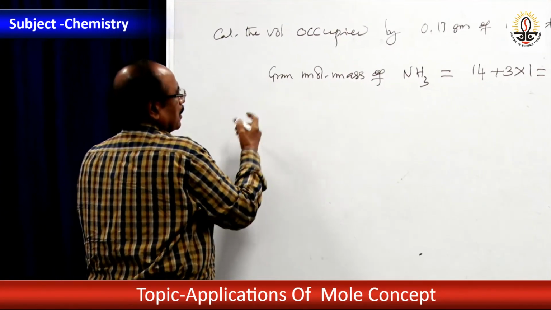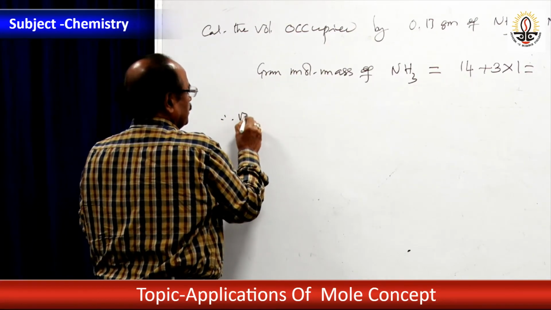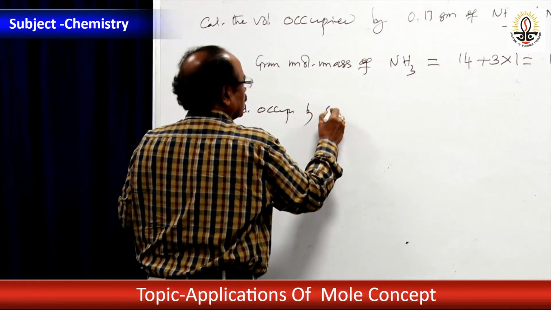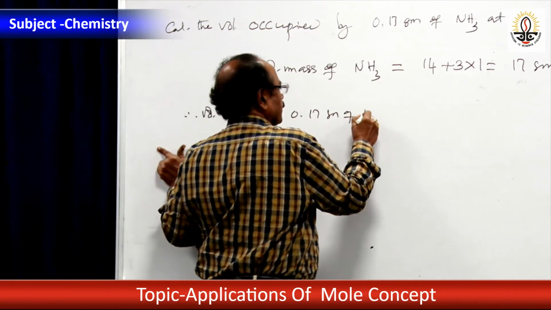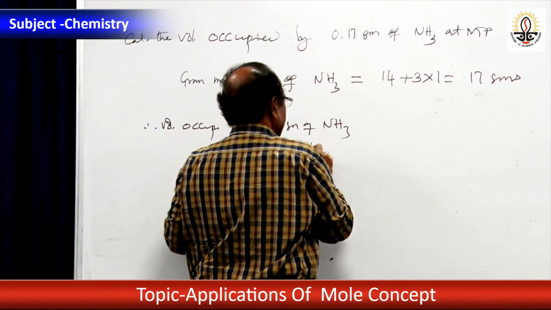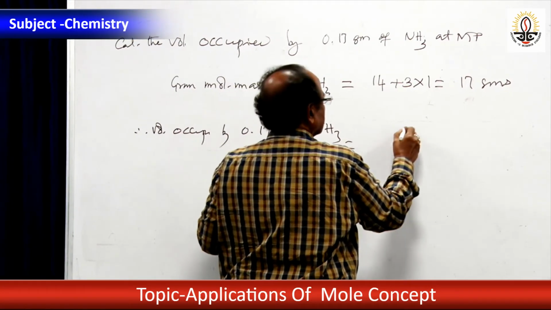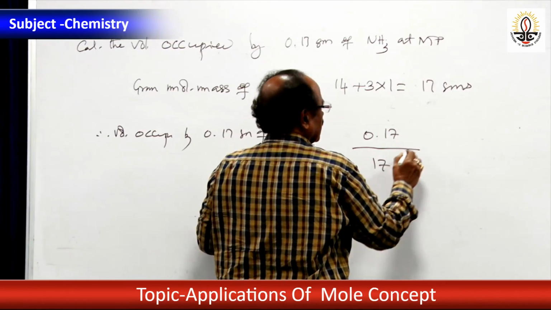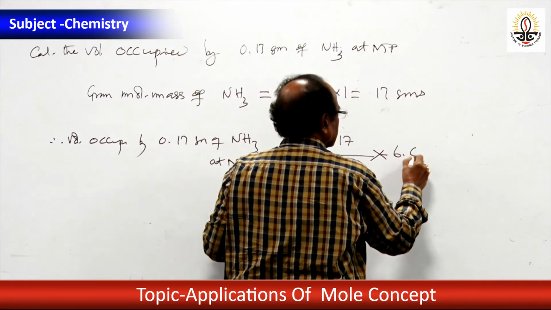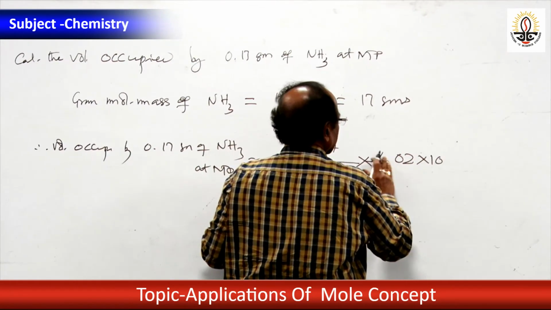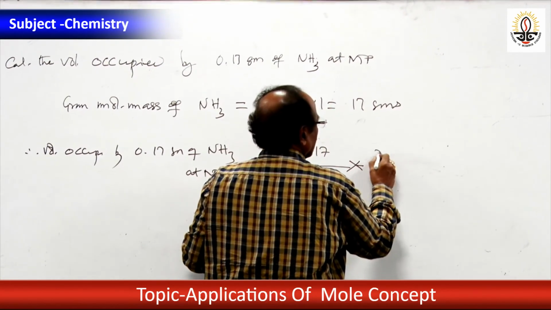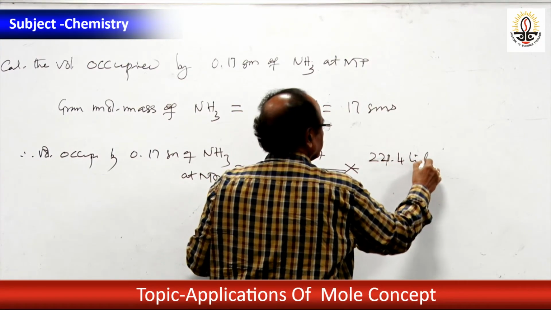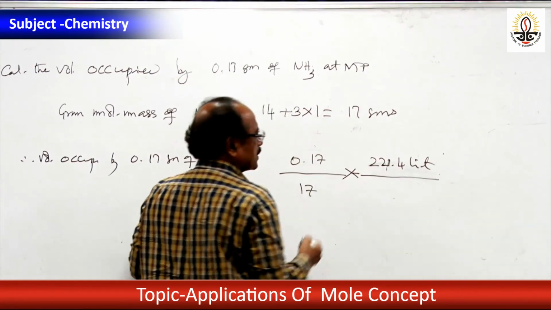So, he is asking the volume occupied by 0.17 gram of ammonia at NTP. What will it be? 0.17 by 17 into 22.4 liters, or 22400 cc.